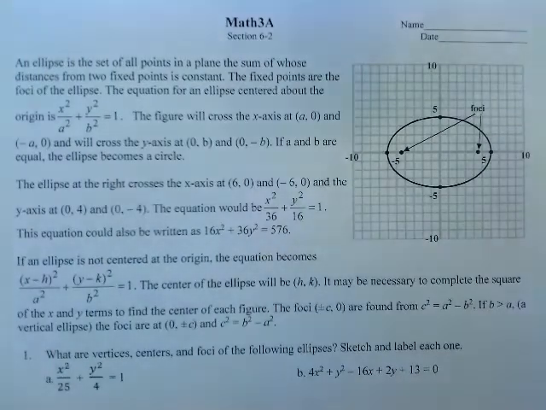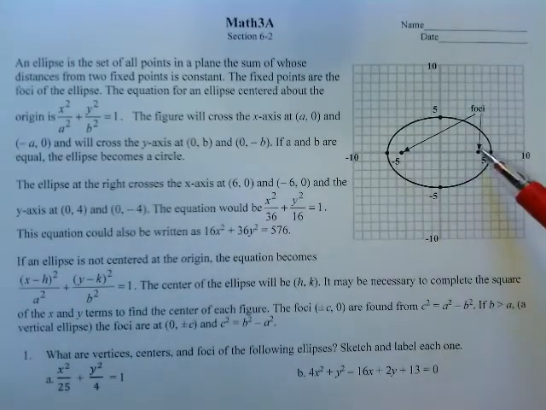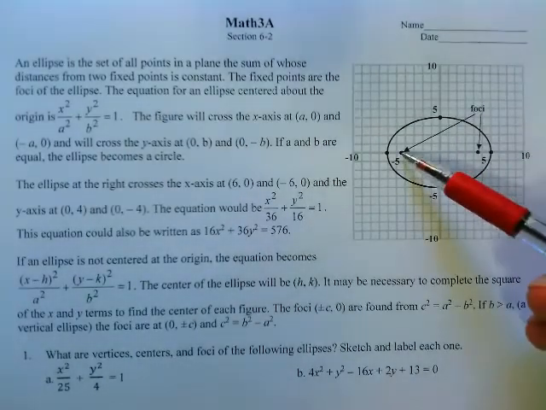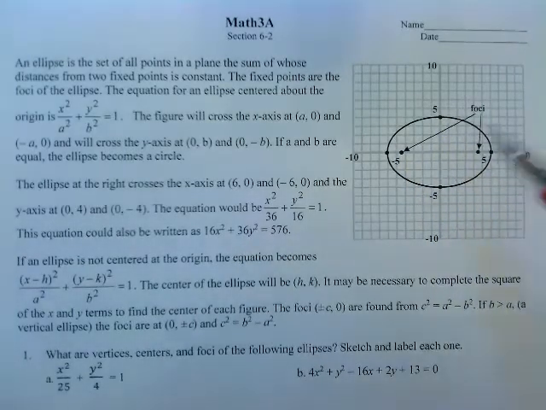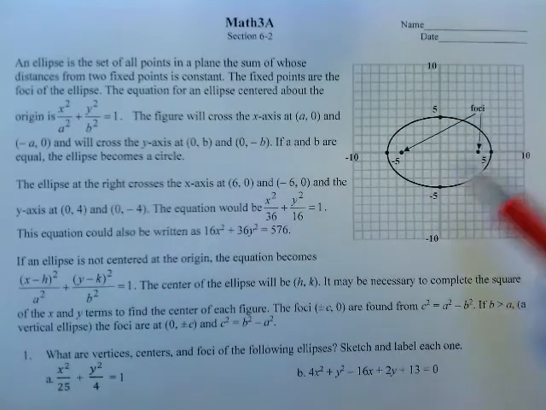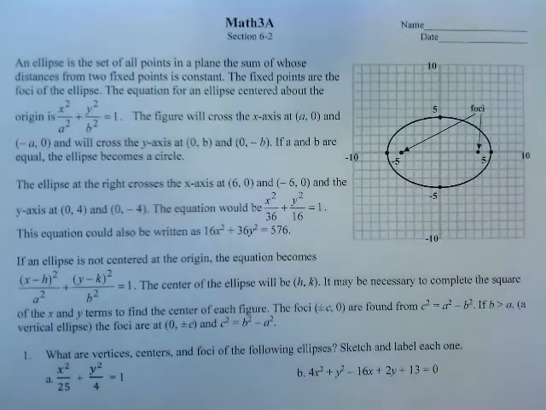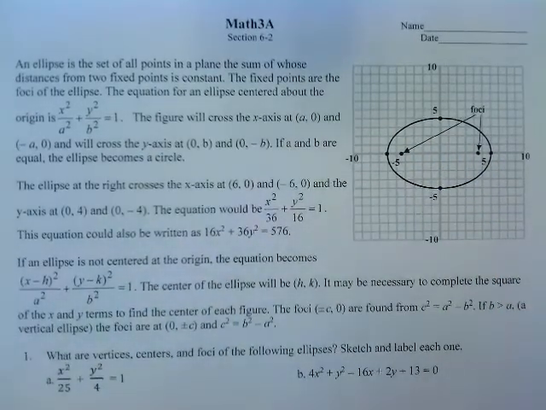Okay, in section 6.2 we're going to look at an ellipse. An ellipse is the set of all points in a plane, the sum of whose distances from two fixed points is constant. So notice that we have 2 points that, if we were to go from one point to the curve and then back to the other point, that distance, the two of them, as we went all the way around, would be the same number, would be fixed.